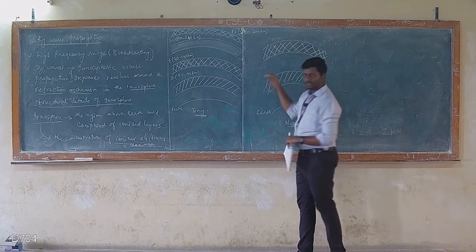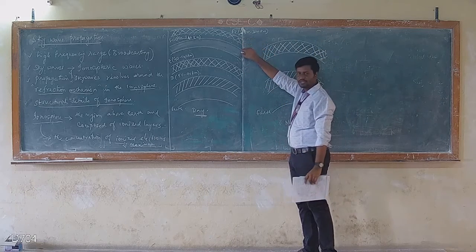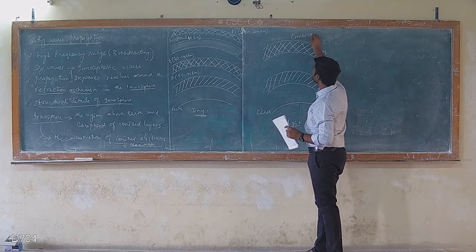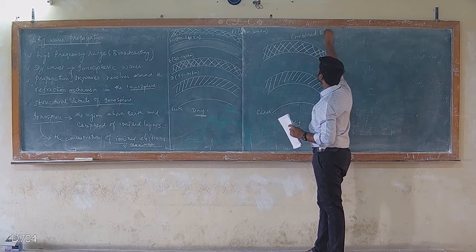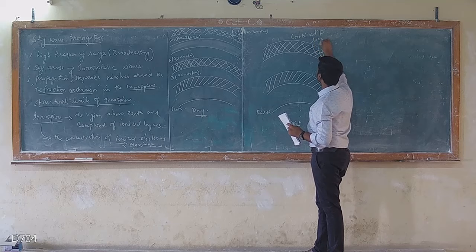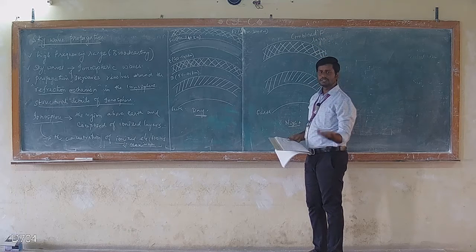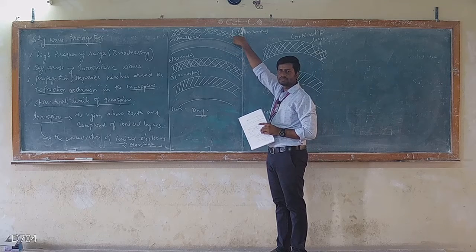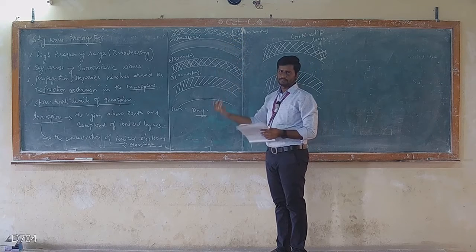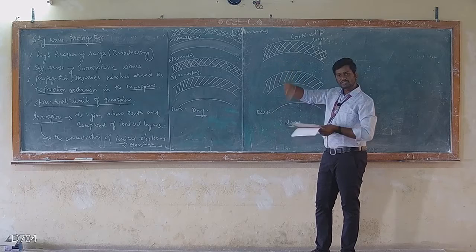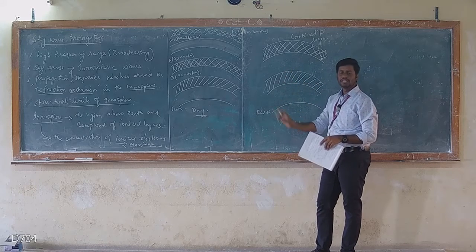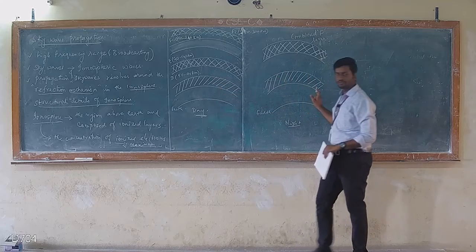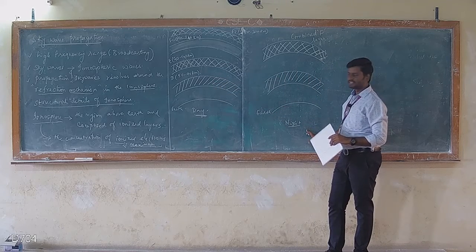So during the night session, the F2 and F1 layers will combine together to form a combined F layer. Which means during the night session, you are not able to differentiate F1 layer and F2 layer. It happens only during the day. During the night session, they both combine together to form a single layer of ionized electrons. Similarly, the D and E layers will combine together to form a single layer during the night session.